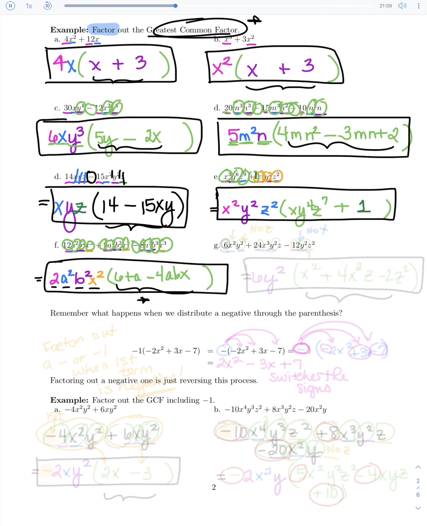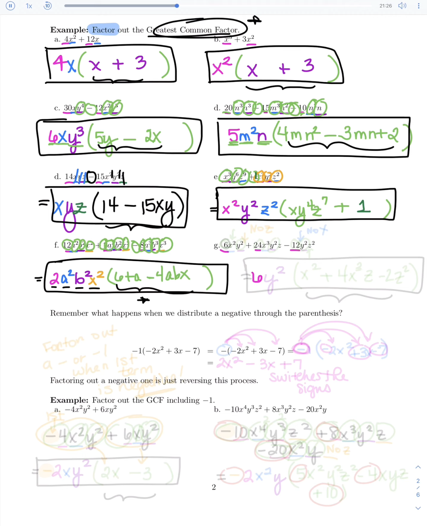Let's start with problem G. In problem G, let's start by looking at the numbers. We've got a 6, a 24, and a 12. Notice that they are all divisible by 6, so we can start by factoring out a common factor of 6.